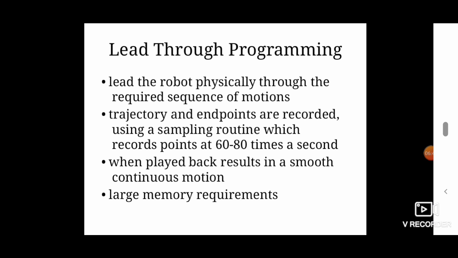In lead through programming, the robot is physically led through the sequence of motion. Trajectory and endpoints are recorded in robot memory. In this type of programming, large memory is required for saving all the endpoints and the trajectory lines.